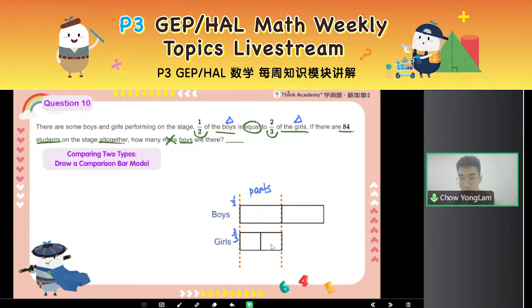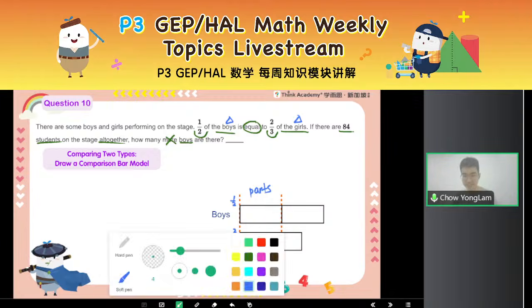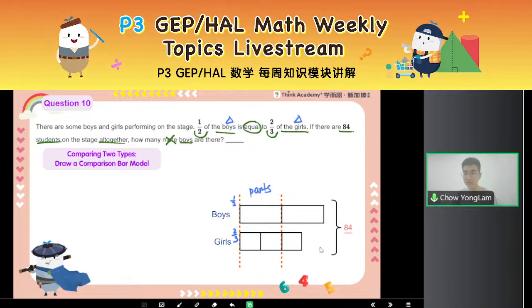So I need to split it into 2 equal units first, and then it's 2 out of 3 units in total. I need to add an extra unit at the back. And with that, we can label the total as 84. Okay, so now I'm done, right?